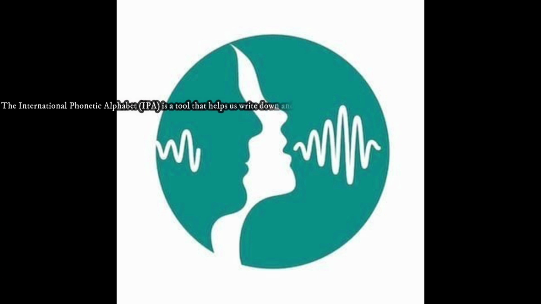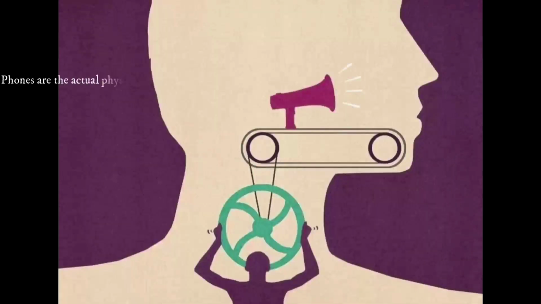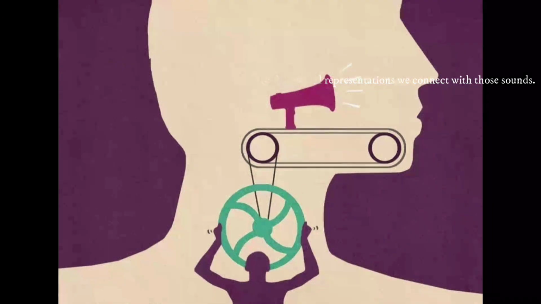The International Phonetic Alphabet, also known as IPA, is a tool that helps us write down and understand speech sounds. It uses symbols to represent each sound. Phones are the actual physical sounds, while phonemes are the mental representations we connect with those sounds.